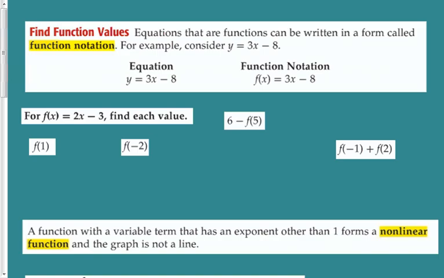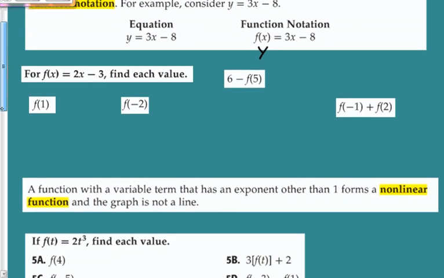Alright, the last thing in this lesson is called function notation. It's a different way of writing an equation. So when you see y equals 3x minus 8, in function notation you're going to substitute the y for f of x. This is the same thing as y. It's just another way of writing f of x. It means exactly the same, those two.